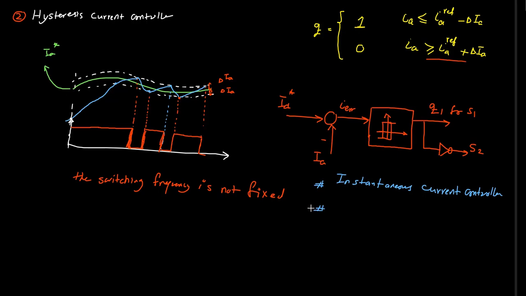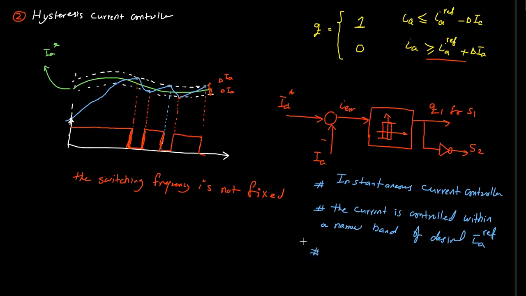And the current is controlled within a narrow band of the desired current or IA reference. And the window, the hysteresis window, will decide the maximum deviation of the IA or the maximum ripple allowed in the torque.